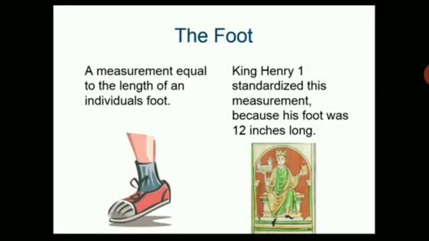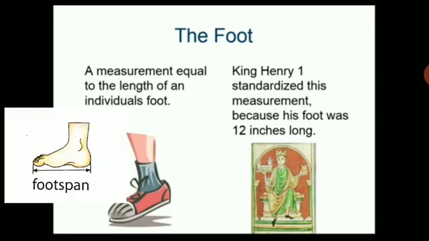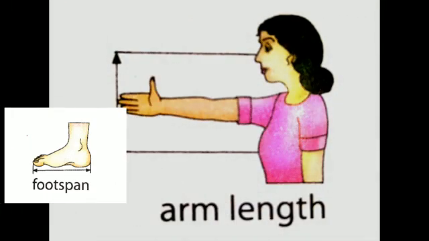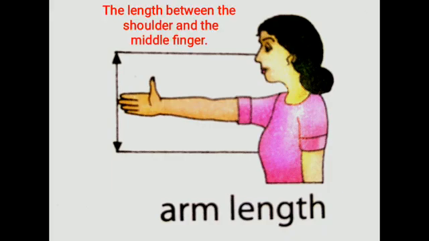Next is the footspan, the distance covered by one footstep, a measurement equal to the length of an individual's foot. King Henry I standardized this measurement because his foot was 12 inches long, and it is still being used now. 1 foot equals 12 inches. Then comes the arm length, the length between the shoulder and the middle finger. When you stretch your arm and take this measurement, it will be equal to your arm length.